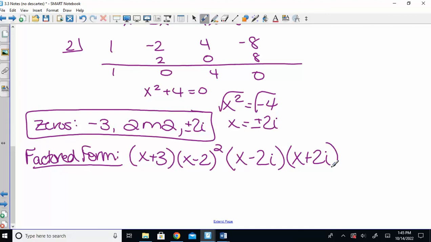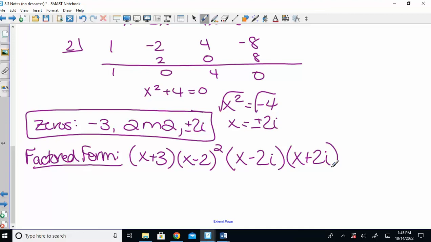All right, so we did one that had a repeated 0, it had imaginary zeros, so we've kind of covered all of our bases here. Do we need another example like that? Okay.